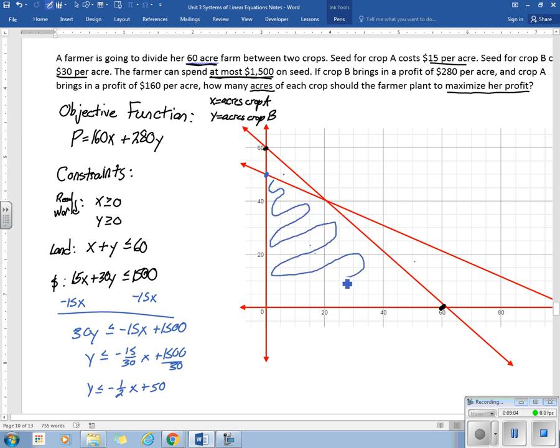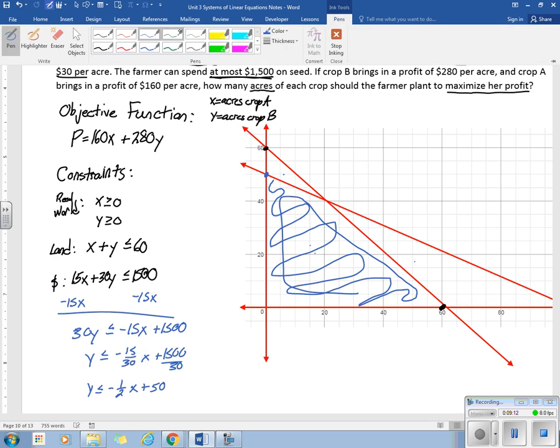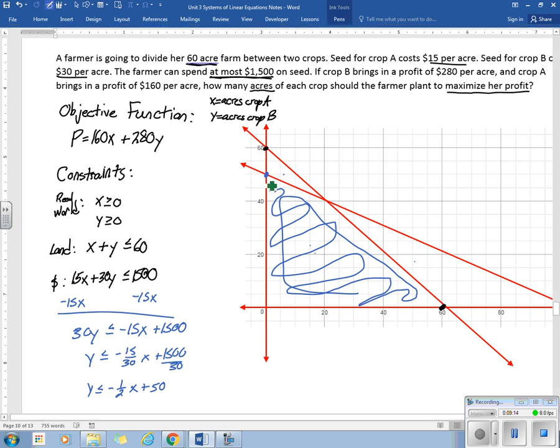Okay, so it's bounded, which means there's a maximum value in here somewhere for sure. There's a min and a max. And we just work our way around this region then and identify each of those vertices. So here this one is the y-intercept, so we know that's at just 0, 50. Okay, so there's one. We have one here. We have one right here. And we have one right here.